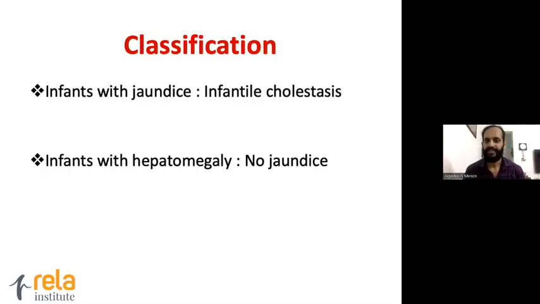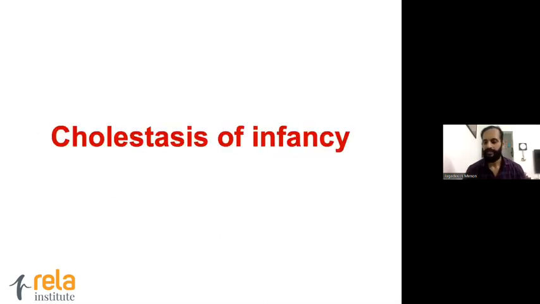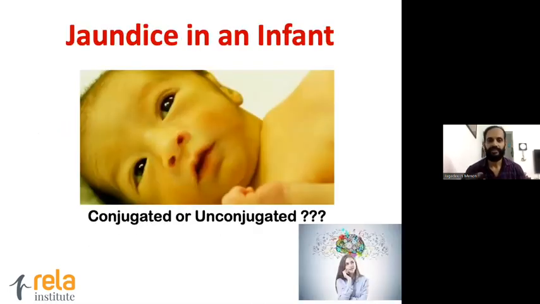So first of all, since the topic is liver disease in infants, I think we can broadly classify infants having liver disease with jaundice, which is otherwise called infantile cholestasis, and infants who have hepatomegaly but no jaundice. It could be due to an infiltrative disorder, a storage disorder, or a malignancy. So first of all, let me start with cholestasis of infancy.